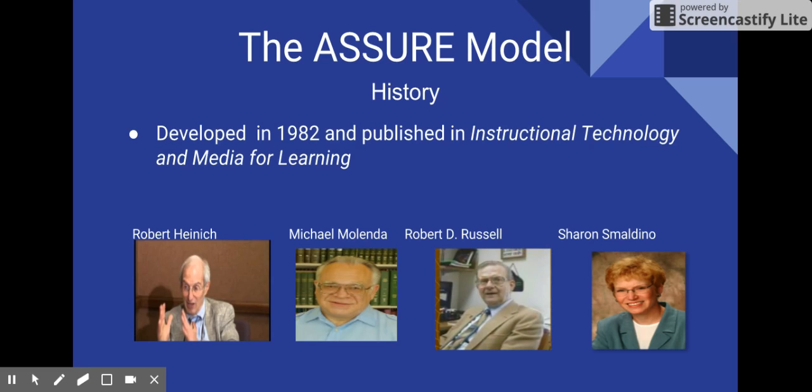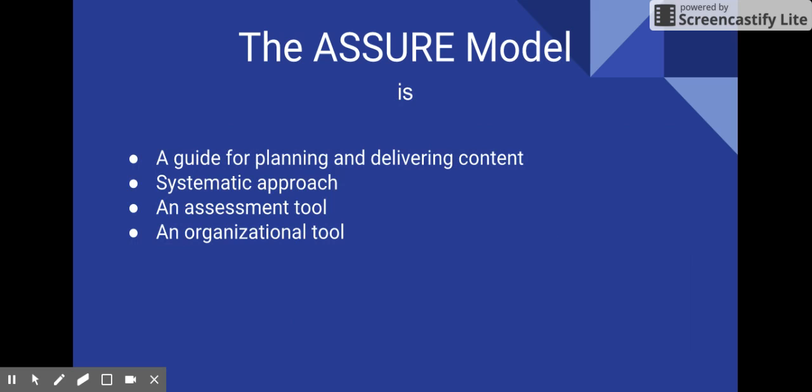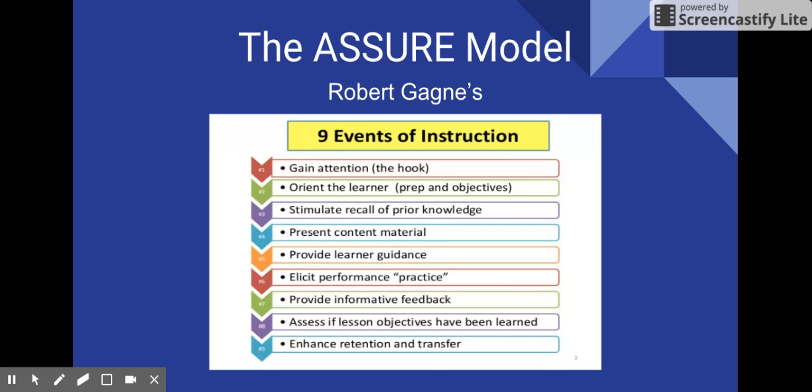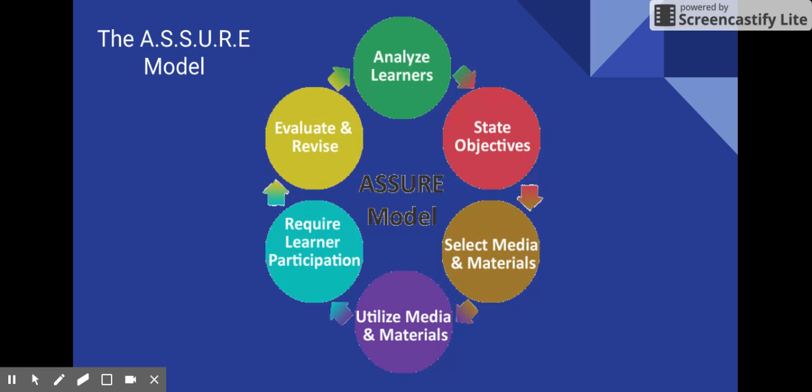This was a time when computers were first being introduced into schools, so this model was designed specifically for integrating technology into the classroom. The Assure model is a guide for planning and delivering content, a systematic approach, an assessment tool, and an organizational tool. The Assure model incorporates Robert Gagne's events of instruction to assure effective use of media in instruction. And while Gagne uses 9, this process uses 6 steps.